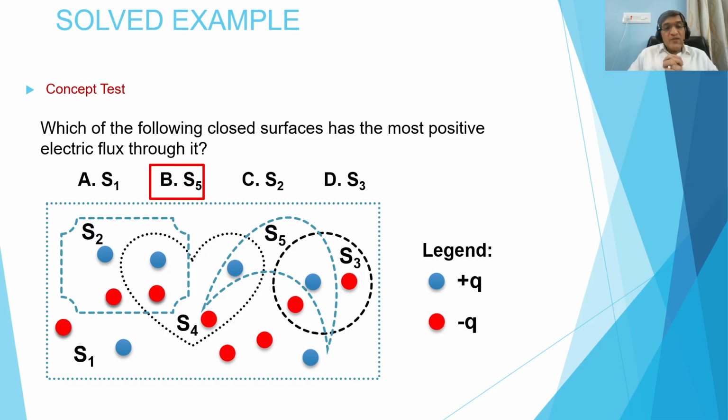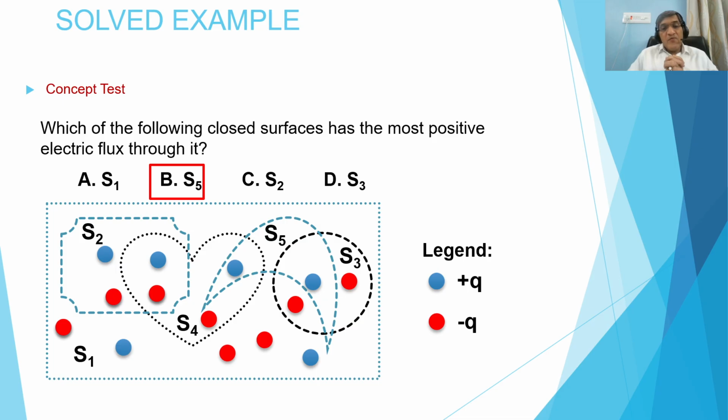Two is positive and two is negative. Now surface S4 is a shape just like a heart, and this heart's surface again has four charges. Two are positive and two are negative. As you see, the S5 surface, shown by the symbol S5, contains two charges, that is plus q, and surface S3, which is a black dotted circle, contains three charges.